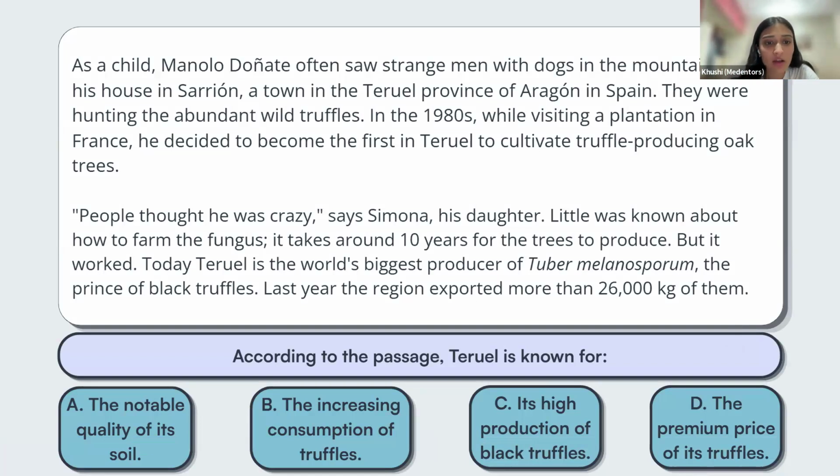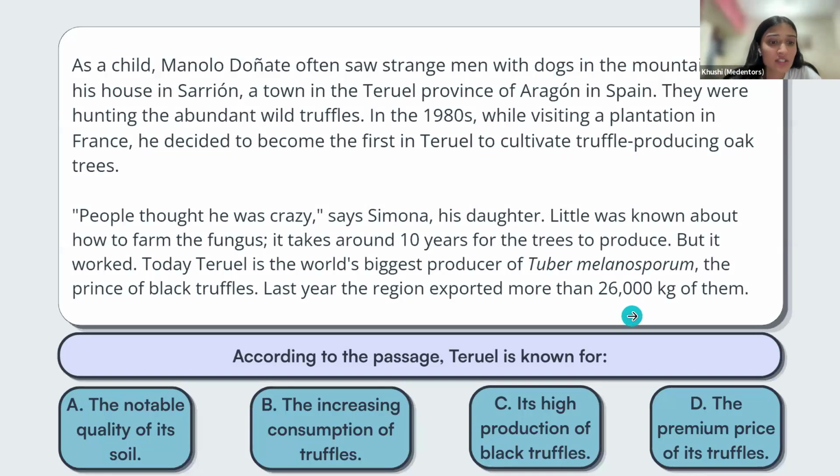The first paragraph is giving a backstory to it. It's not really useful to us. Then we move on to the second paragraph, and I'm scanning again, and it's talking about the production of those truffles. That's something I'm highlighting in my head. Today, Tyrol is the world's biggest producer of the black truffles. Then you read the sentence above it and below it to see if there's any other information or any contradictory information that's been given to us.